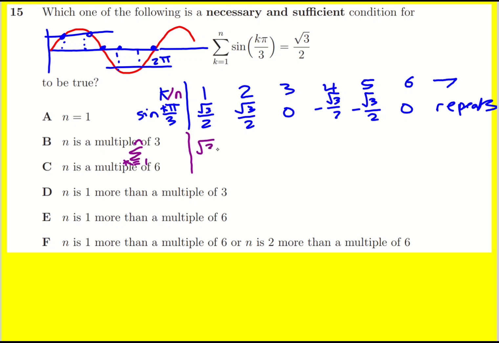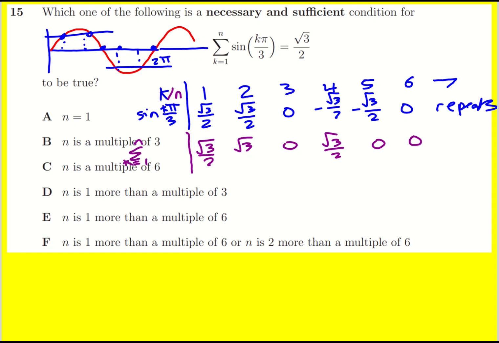So for the first one, I'm going to get root 3 over 2. Then I would get root 3 from here and root 3 from here. I'm just adding them together. So I've just added these three terms. Now when I minus root 3 over 2, I would go back to root 3 over 2, and I get back to 0 and then 0.